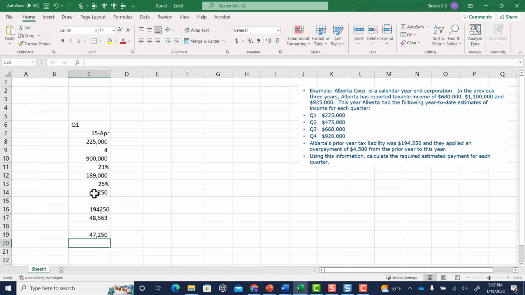However, I've managed to carry forward from the prior year a payment of $4,500, right? So I'm going to apply that to the current year. So my actual payment is $42,750. So I'm going to owe the government a check of $42,750 for the first quarter.